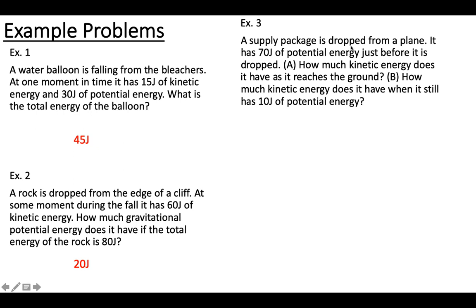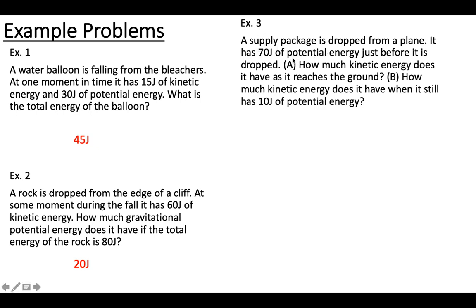So that means it was not moving to start with, right? If it's not moving at the start, it doesn't have any kinetic energy. The only energy it has is potential. And how much does it have to start with? It has 70 joules of potential to start with. And because there's no kinetic to add to that, that means the total is 70.